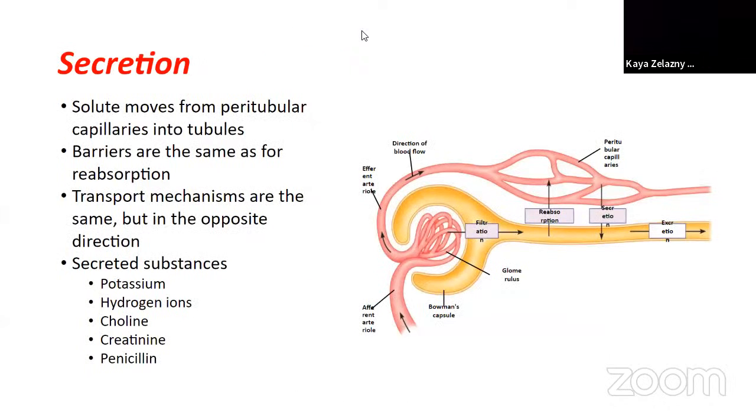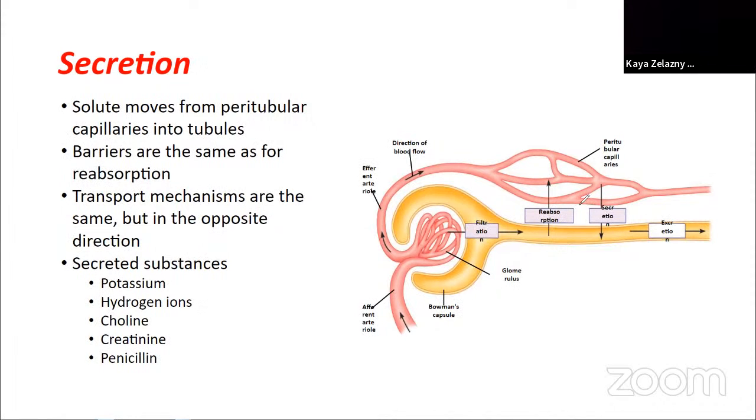So next we have secretion. Secretion is going to be the opposite of reabsorption. When we say we have secretion, we're saying we have a molecule in the peritubular capillaries, so in the blood, and we're pushing it into the tubules, right? So the solute is moving from the peritubular capillaries into the tubules. The barriers are the same as for reabsorption, so we have those epithelial cells lining our tubules. We have a basement membrane, we have a peritubular space, and then we have the endothelial cells of the capillary.